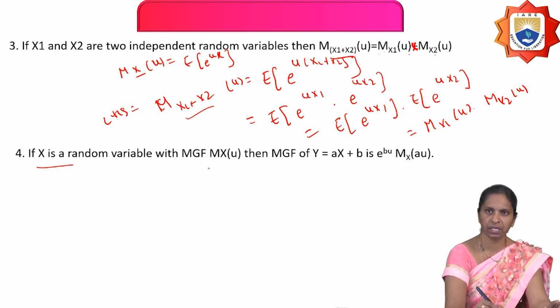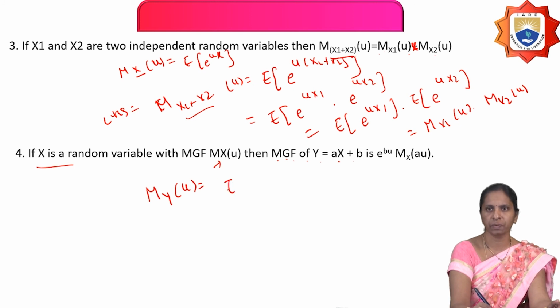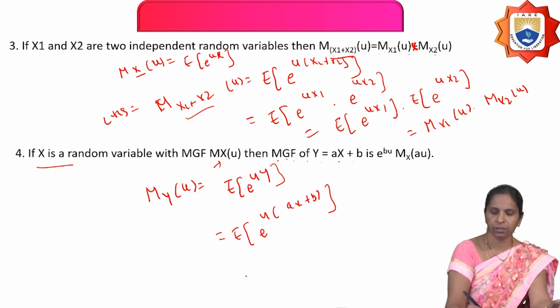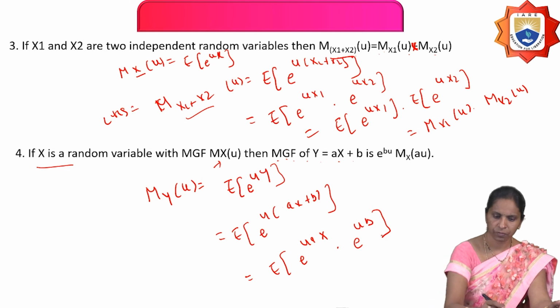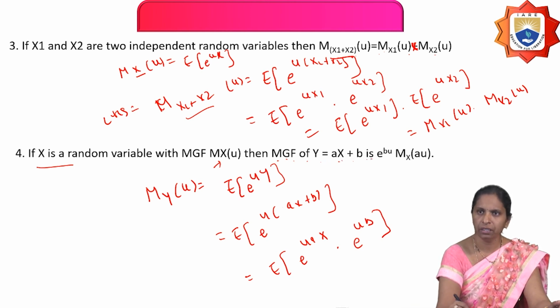And the fourth property states that if x is a random variable with moment generating function M_x(u), then the moment generating function of the random variable y equal to a x plus b is e^(b u) into M_x(a u). Now, M_y(u) is equal to the expectation of e^(u y), in place of x you're having y. But what is y they have given? y equals a x plus b. That equals the expectation of e^(u a x) into e^(u b), because e^(x+y) is e^x into e^y. Similarly here also, e^(u a x) times e^(u b). So here y equals a x plus b, then the moment generating function of the random variable y is e^(b u) into M_x(a u).